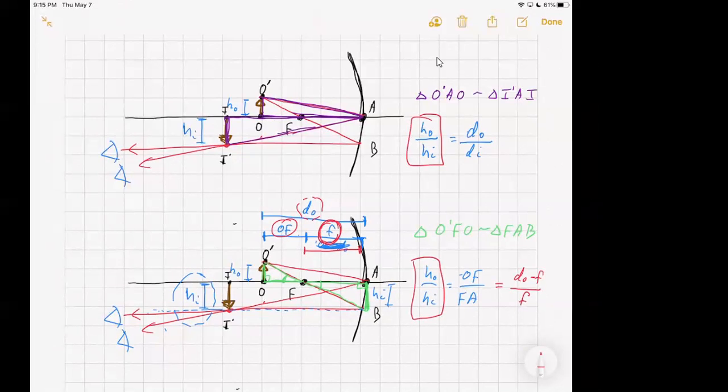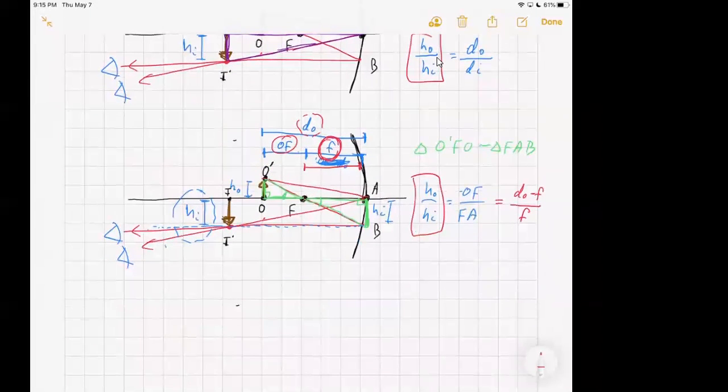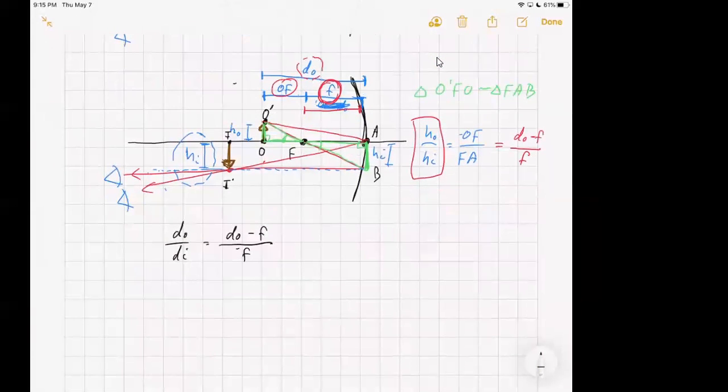Looking at the similar triangles, we can now say that the right-hand sides of both of those equations must be the same. So let me switch colors here. We can say that DO over DI must equal DO minus F over F. So that's true, and we could solve problems with that, but that's not very useful. What we would much rather do is divide this up into a couple of terms. And we can see that DO over DI is equal to DO over F minus F over F.